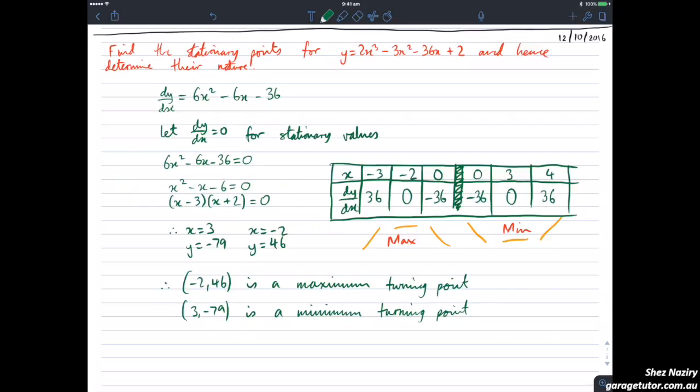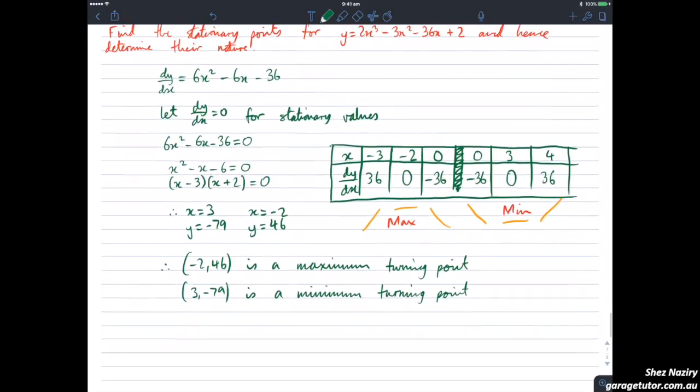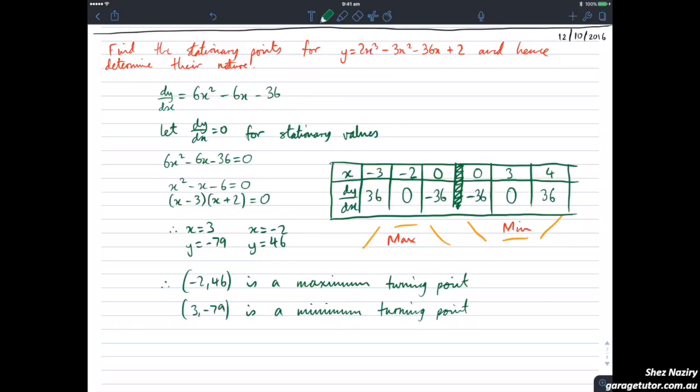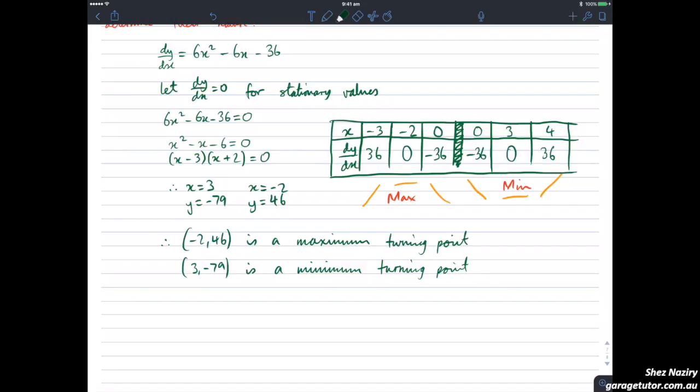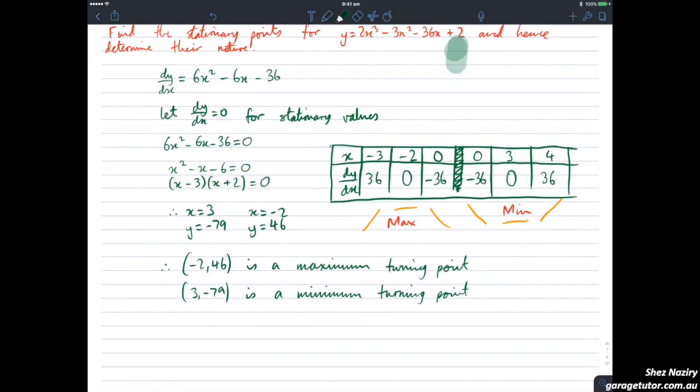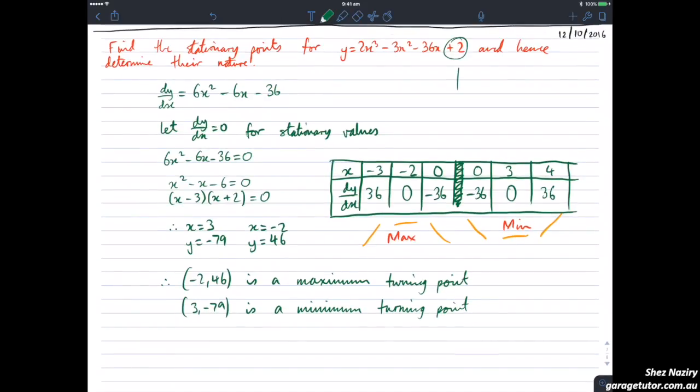Okay, so we happy with that? Yeah? Now look at this. I just need to know a few key features. This part here, that's my y-intercept. We all know that by now, yes? The constant in the original equation is always the y-intercept. So what we'll do, I'll just take note of that. That's the y-intercept.